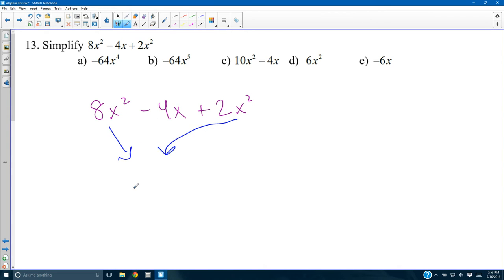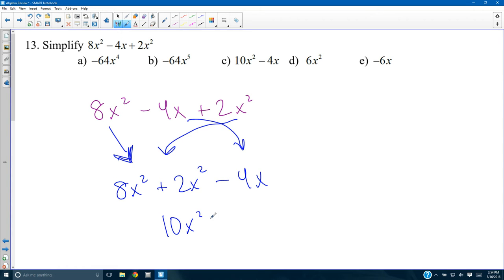So I'm going to put these next to each other. Here's the real trick. I'm not going to put 8x squared minus 2x squared. I know there's a minus there, but that has to do with the 4x. This 2x squared is positive. This should be 8x squared plus 2x squared. This is minus 4x right here. 8x squared plus 2x squared is 10x squared, and that's minus 4x.